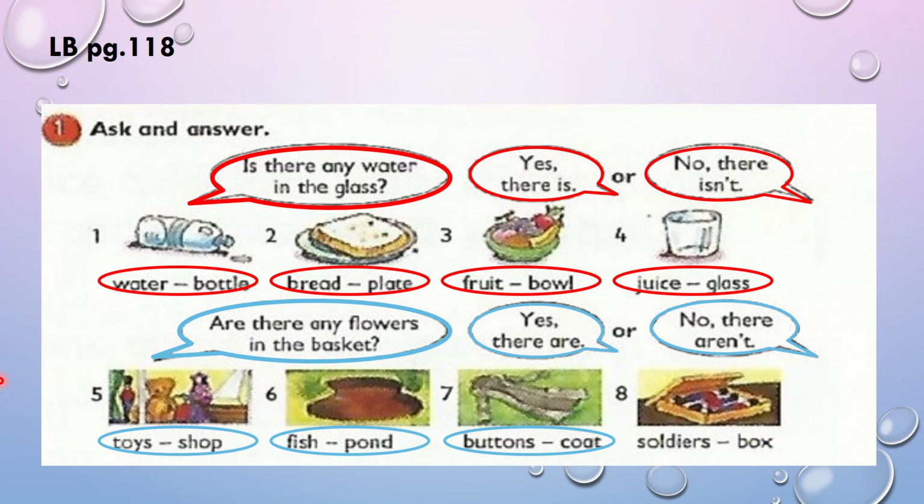Buttons, coat. Are there any buttons on the coat? Yes, there are. Or no, there aren't. Let's have a look at soldier's box. Are there any soldiers in the box? Yes, there are.